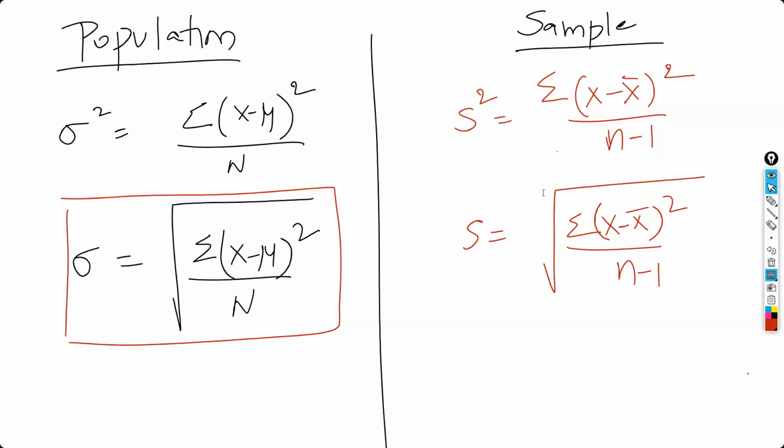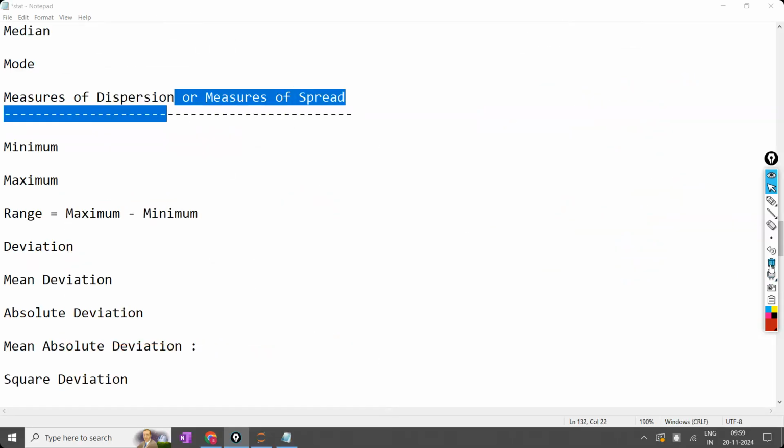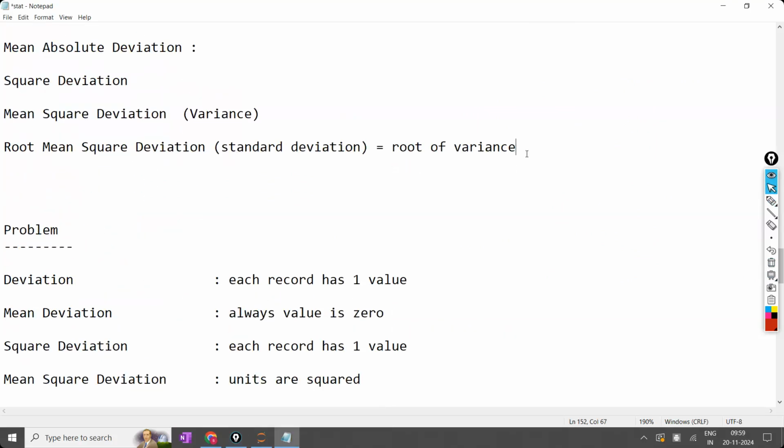Here S is equal to sigma of (x minus x bar) whole square divided by n minus 1. So the question is, first, what is Bessel correction? Bessel corrected the sample variance and sample standard deviation. Instead of considering n, we have to consider n minus 1. That is called Bessel correction.